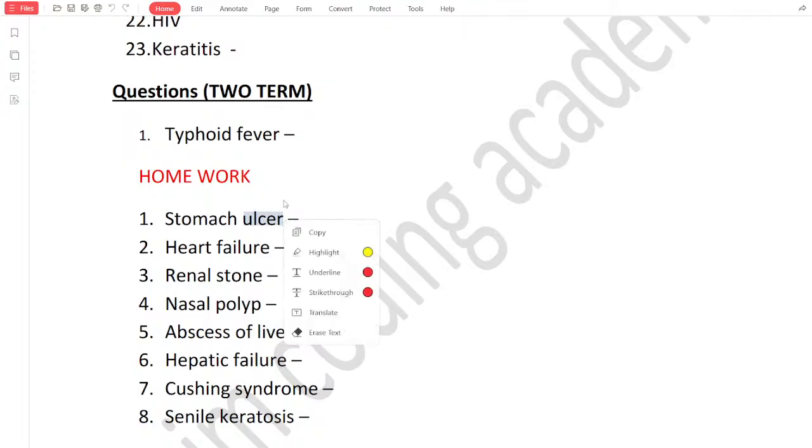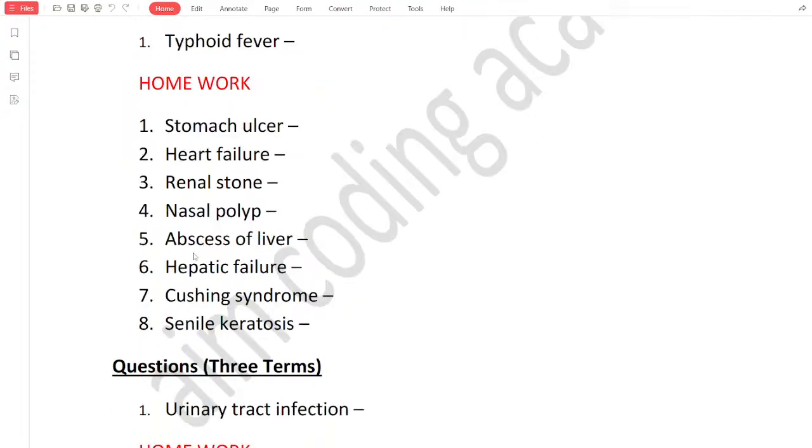This is the primary disease. So take the diagnosis ulcer, and under the ulcer you will see stomach, then take the code. And also heart failure. Heart failure means you have to take failure. Renal stone, also take renal or stone, both. You can take both ways, but the easiest way is to take the diagnosis and search the location. Clear? A nasal polyp, abscess of liver.